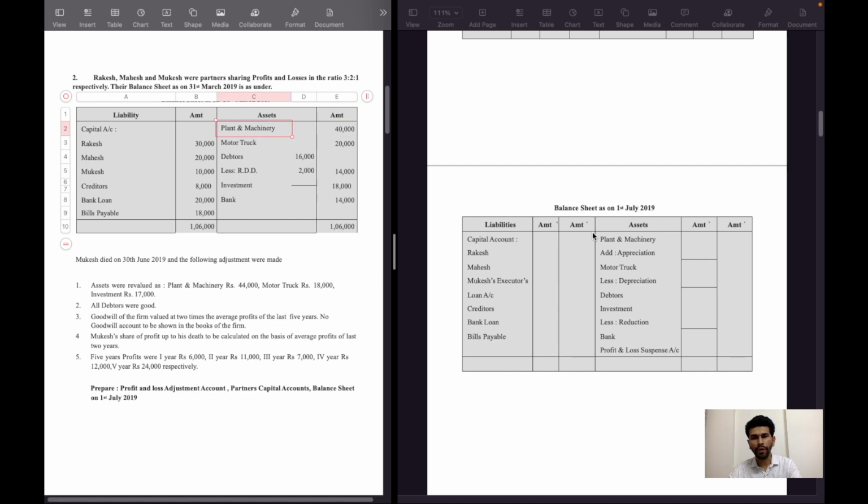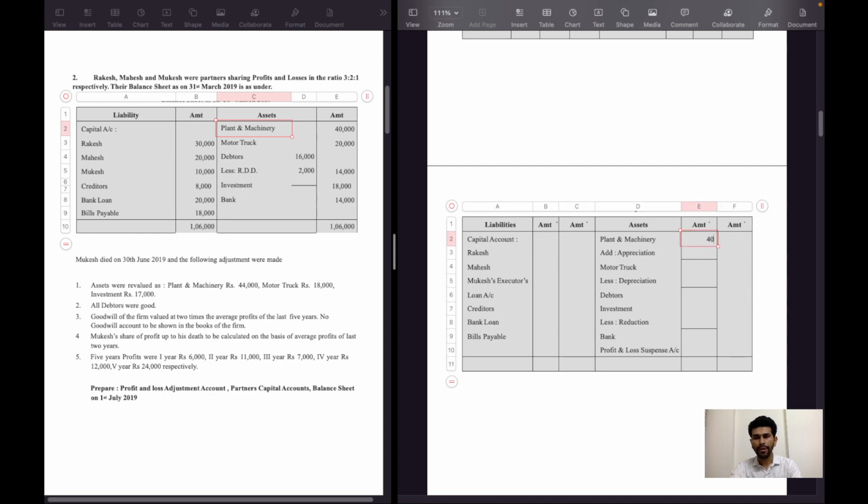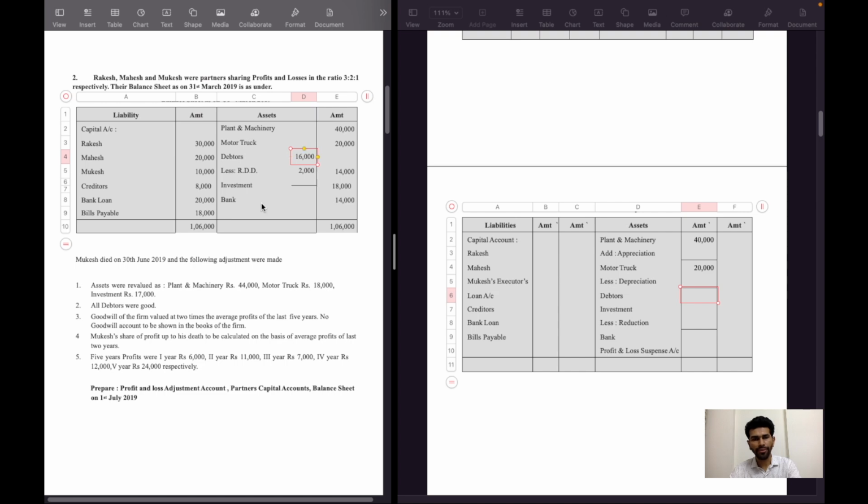Plant and machinery 40,000 rupees. There is adjustment in plant and machinery, so we will write it in inner column. Motor truck 20,000 rupees. Debtors 16,000 rupees minus RDD 2,000 rupees. Balancing figure is 14,000 rupees, but adjustment number 2 is given. All debtors are good, so 16,000 rupees will be recorded on outer column.